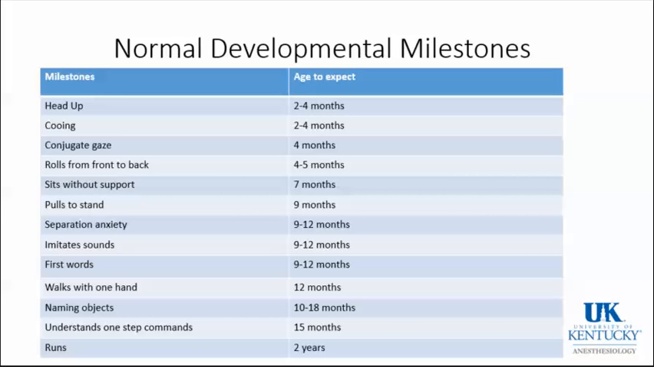They can start naming objects around 10 to 18 months. And around 15 months is when they start saying no. And of course, that's because we say no. They start running around 2 years of age.